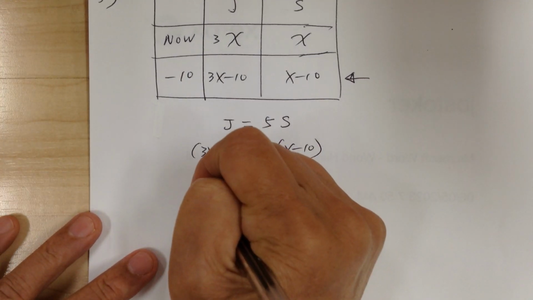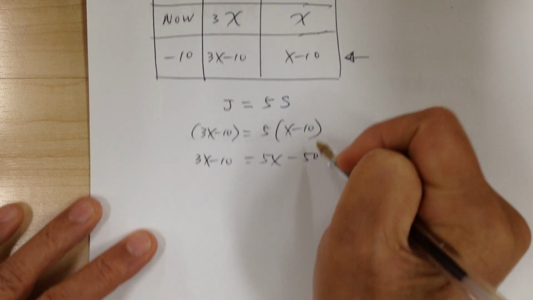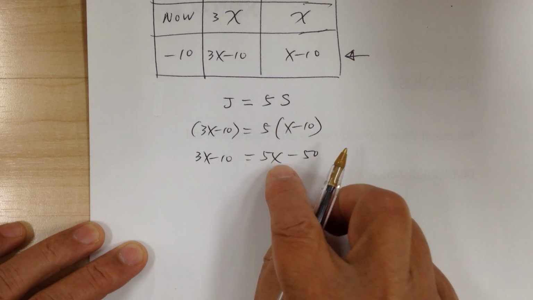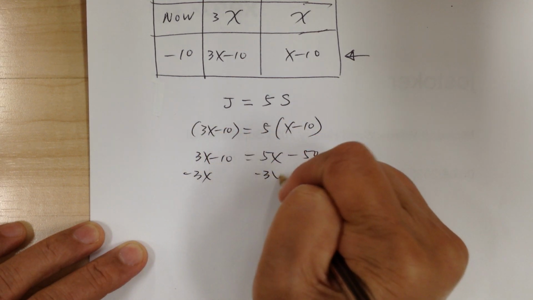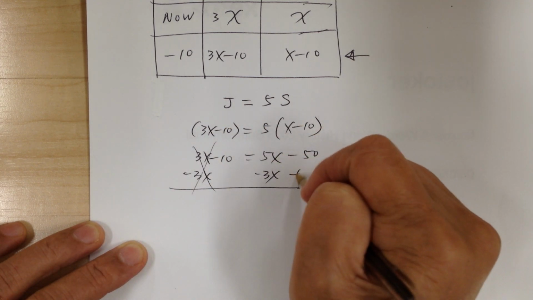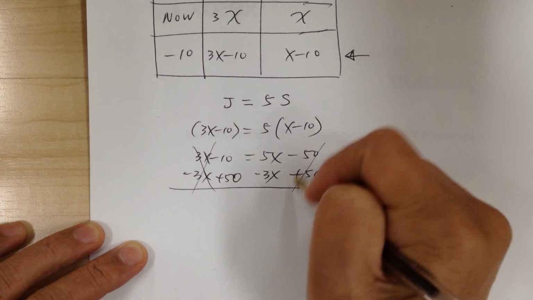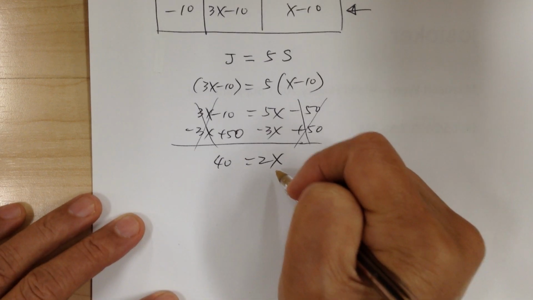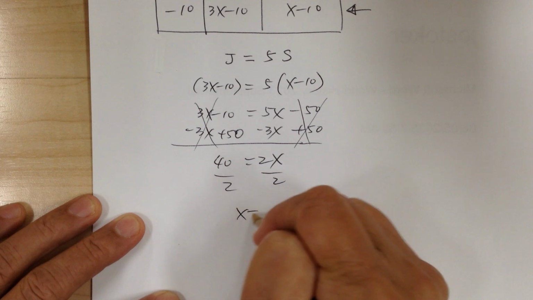So work things out. 3x minus 10 equal to 5x minus 50. Since the variable is bigger on this side, I'm going to move this over. So minus 3x on both sides, so that this will cancel out. And I'm going to move the number to the other side. So plus 50, plus 50. So this will cancel out. So you got 40 equal to 2x. Divide by 2, divide by 2. So x equals 20.